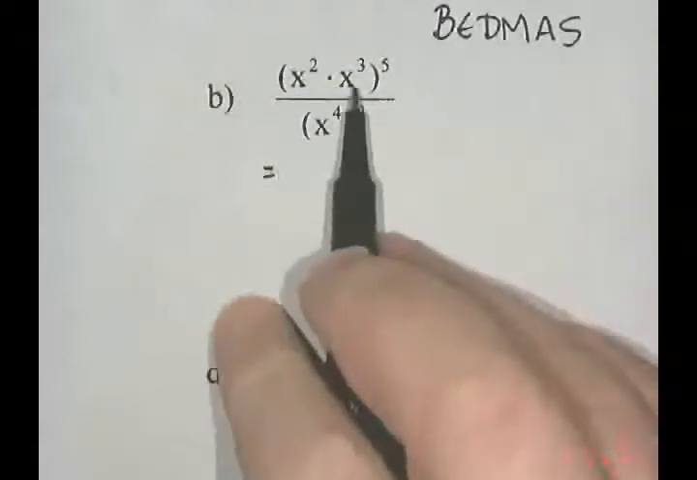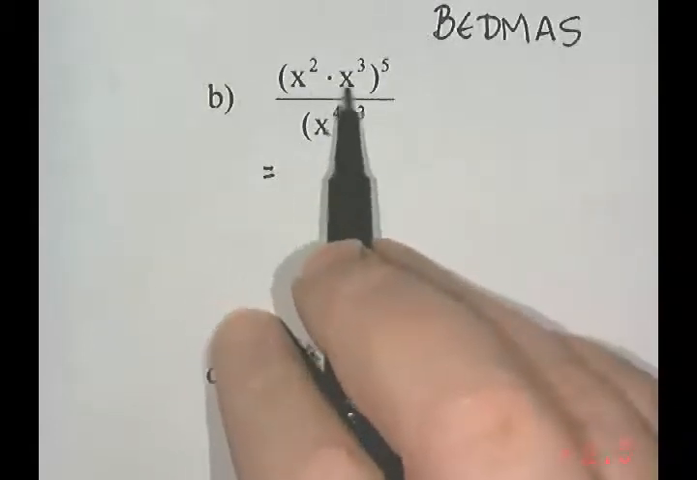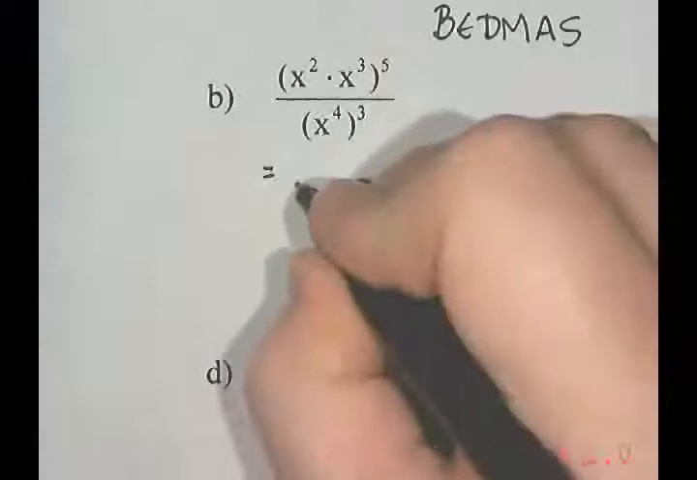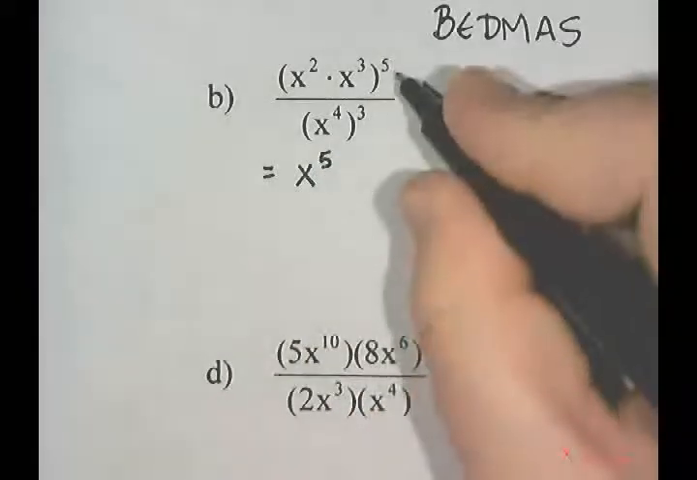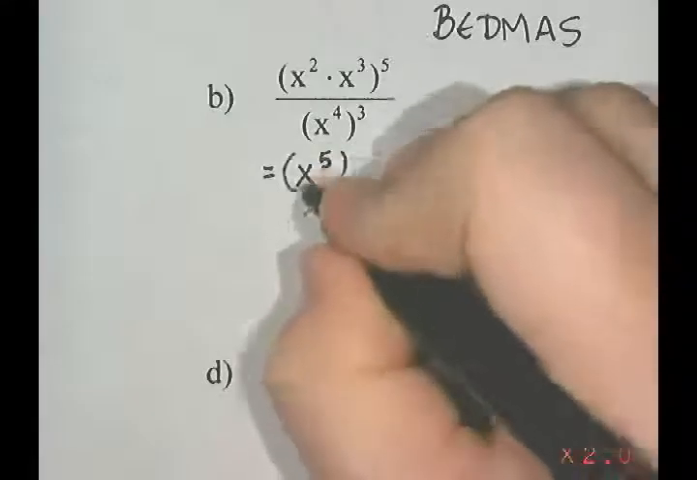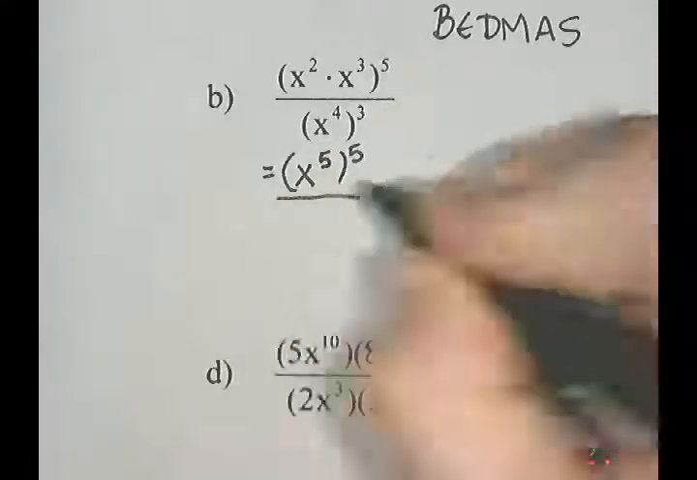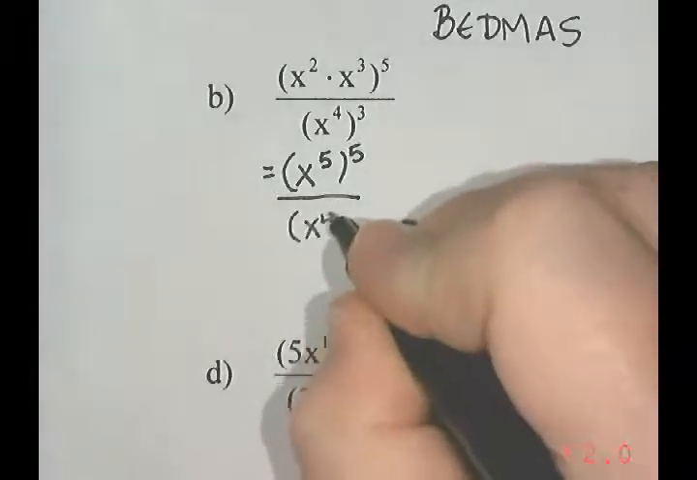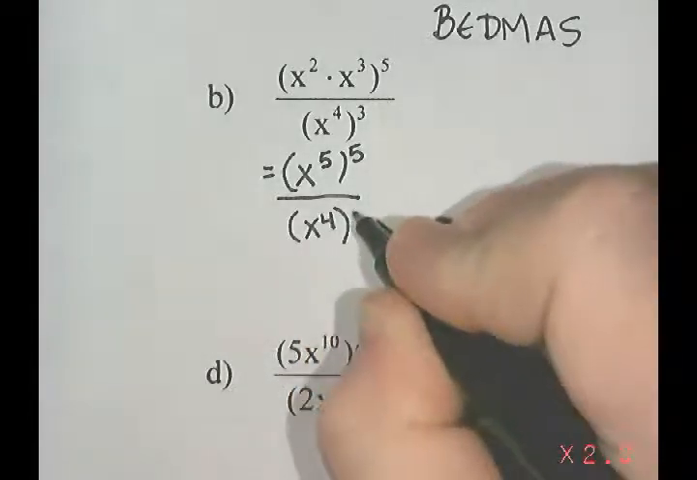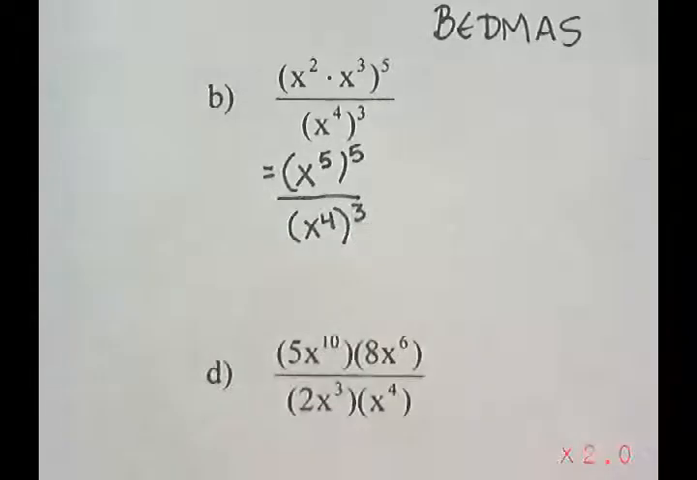So x to the 2 times x to the 3. We add when we multiply, so that's going to give me x to the 2 plus 3, which is 5. And that is still in brackets to the power of 5. In the denominator, that x to the power of 4, there is nothing to do inside that bracket. So I'm just going to recopy down x to the 4, to the power of 3. So we've taken care of our bracket.